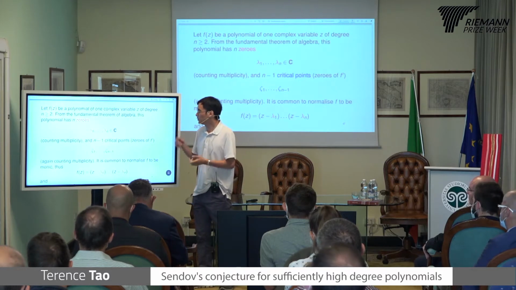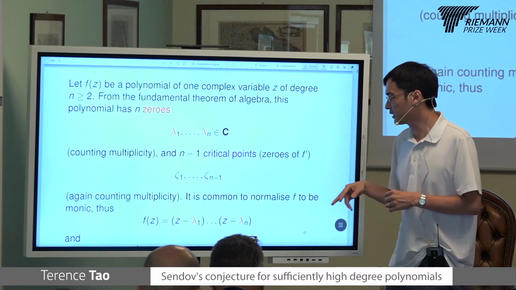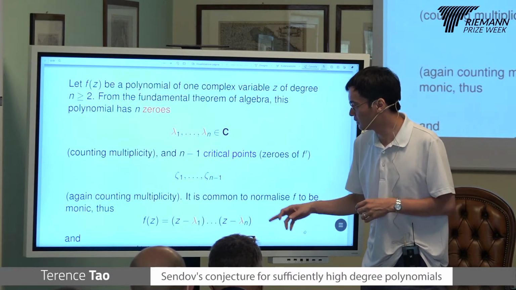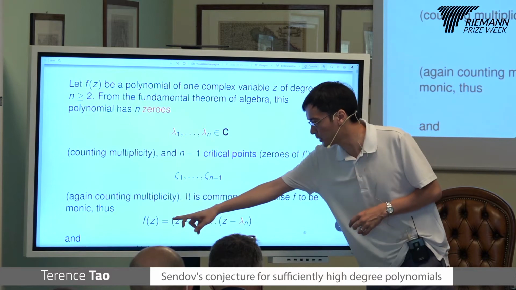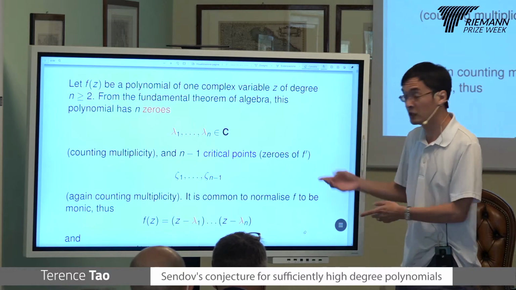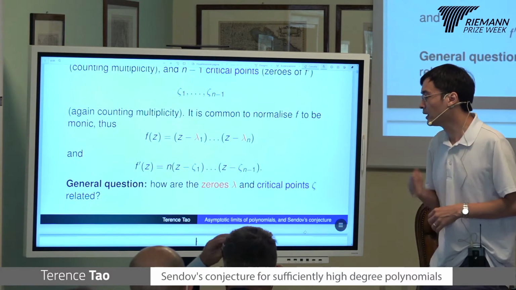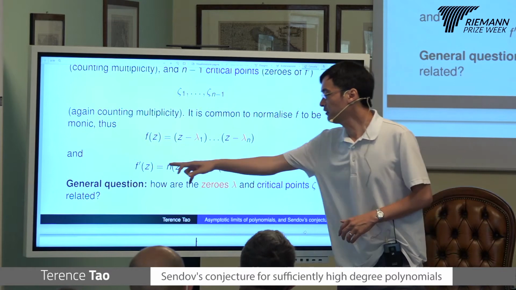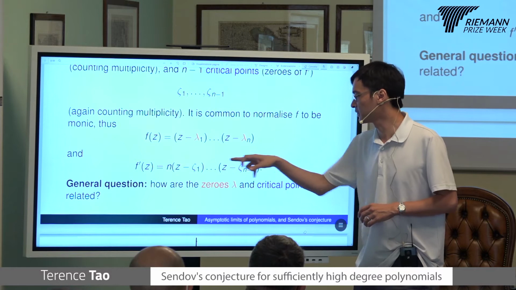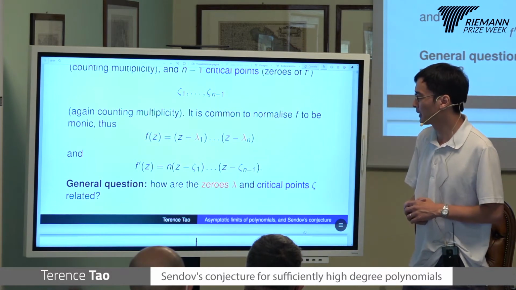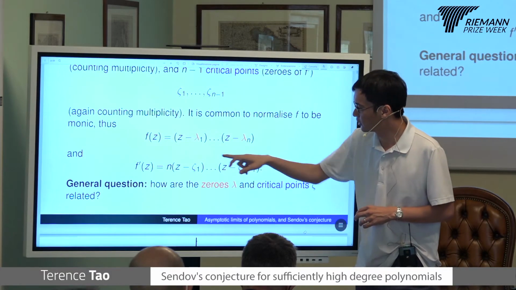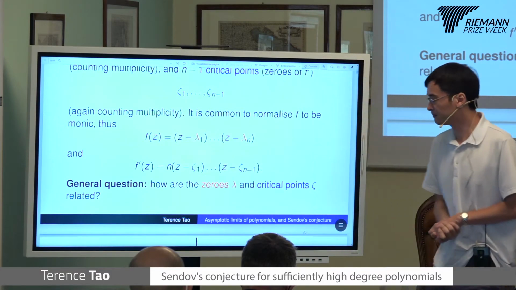Now, we can normalize the polynomial to be what's called monic, which means that the first coefficient is 1. Then, of course, we can factor. So the zeros determine the polynomial. You can write the polynomial as the product of n linear factors. And the derivative is not monic, it has a factor of n at the front, but the derivative is also the product of n minus 1 factors coming from the critical points. So the zeros tell you what the function is, and the critical points tell you what the derivative is.